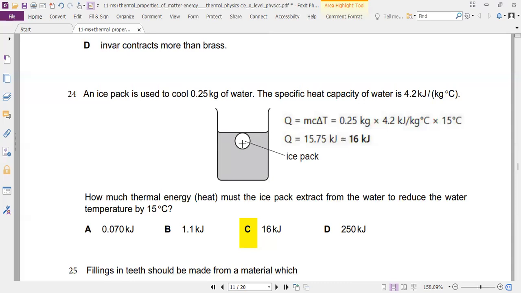So we will calculate its heat, its mass is given, its specific heat is given, and the temperature, it has gone from 15. So it has decreased the temperature of water from 15. So the temperature of water, sorry, we got it wrong. It is the water whose mass, the specific heat, and whose temperature has increased. So this is how much heat that the water has absorbed. So this is how much heat the ice pack has given to the water.